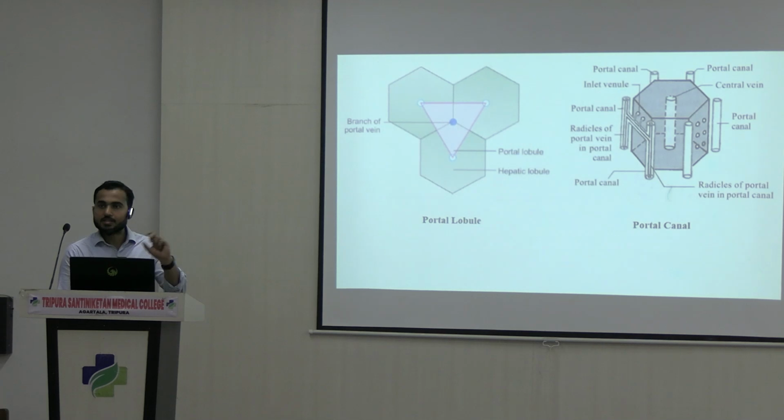Okay. Previously the diagram which I have shown you was not a 3D diagram. Now this is a 3D diagram. Okay. Now in this 3D diagram you can see the hexagonal shaped classical liver lobule. Okay, and you can see this is the portal canal. Now, through this portal canal only the structures of the portal triad are passing.